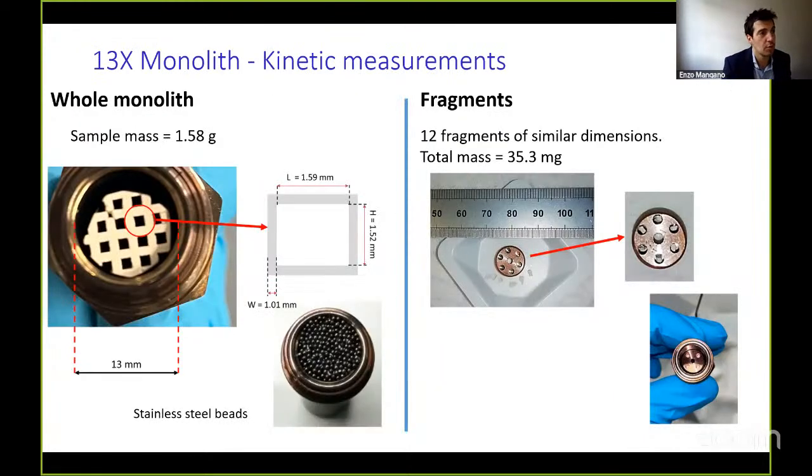Finally, we are moving into more interesting materials, such as 3D printed monoliths, that require more refined techniques to determine the kinetics of the system. On the left, you see experiments done again on our differential system on a whole monolith of 13X. It's completely surrounded by metal beads to make it as isothermal as possible. On the right are fragments from the same monolith, tested individually on the copper holder with a very different sample mass. We go from 1.6 grams for the whole monolith to a few 35 milligrams for the single fragments.